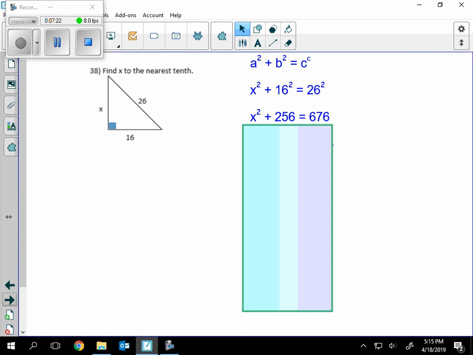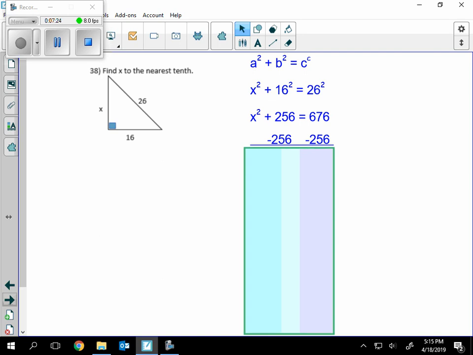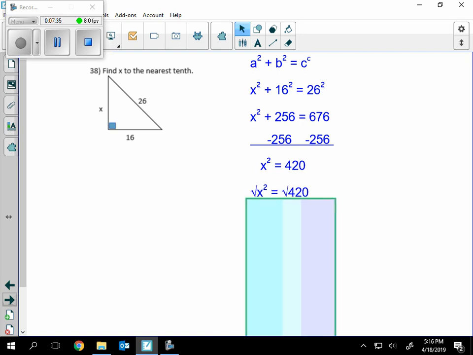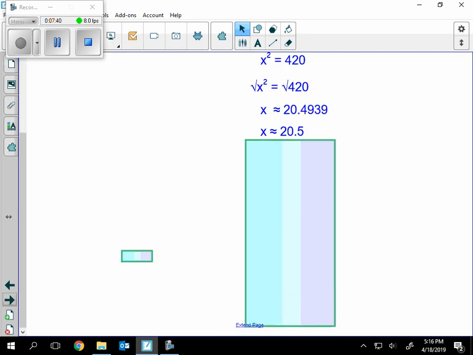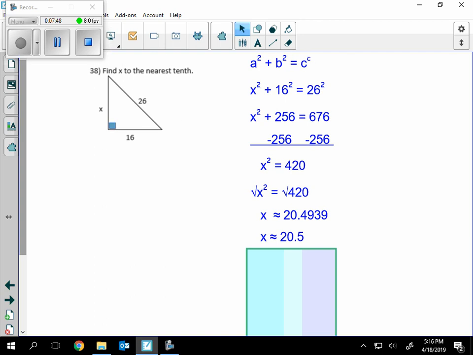To get X squared alone, I will subtract 256 to both sides. Combine like terms. We get that X squared is 420. We're not done. We want X alone, so we'll square root both sides. And we're supposed to round to the nearest tenth. We get 20.493. And if we're rounding to the nearest tenth, we get 20.5. Double check. Were there any units? There were not. So 20.5. Use logic. That number isn't too big. It's a good answer.